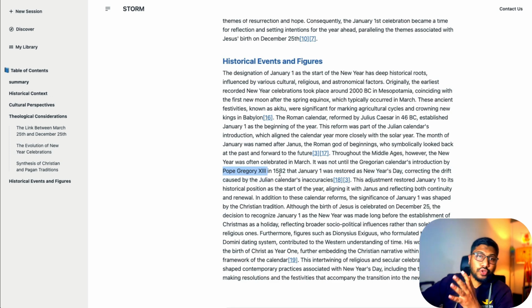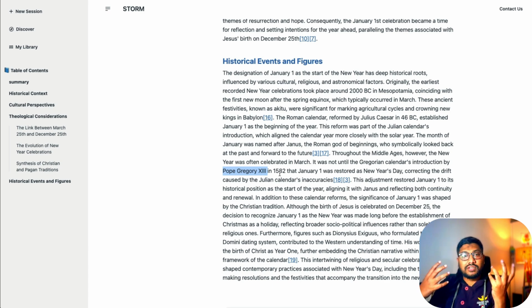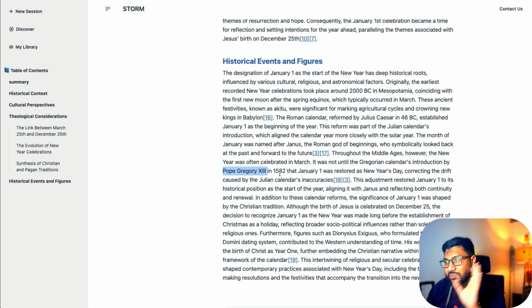So if you know the history of New Year, you know that the calendar that we follow in the world predominantly is called the Gregorian calendar. It's solar, based on the sun, not a lunar calendar. As far as I know, I think Romans were using a lunar calendar, like a Julian calendar or something like that. So you can see that the Gregorian calendar is what has ideally been established, and that is basically the fundamental of why January 1st. And you can see here, his work positioned the birth of Christ as year one, further embedding the Christian narrative within the framework of the calendar.